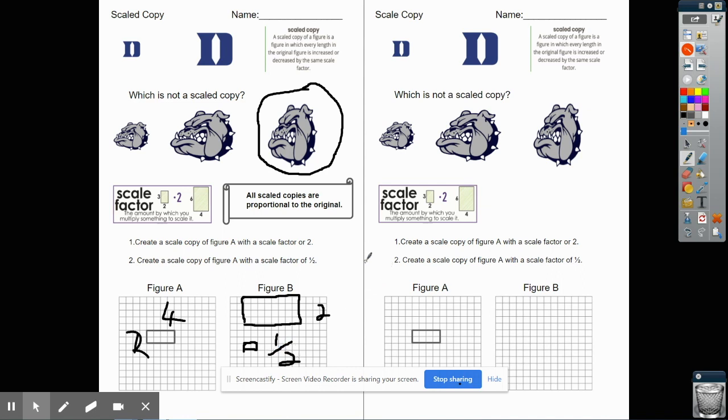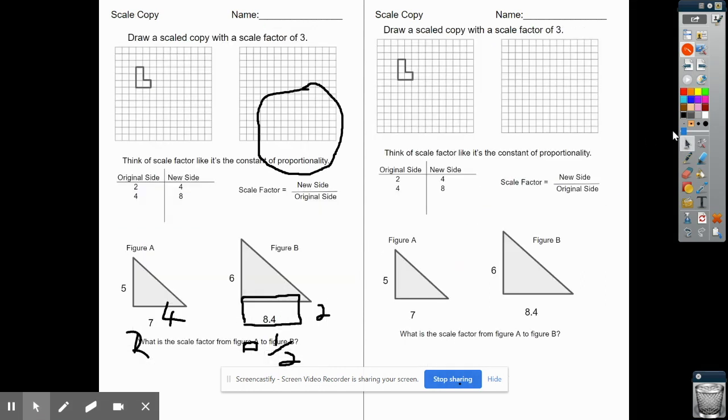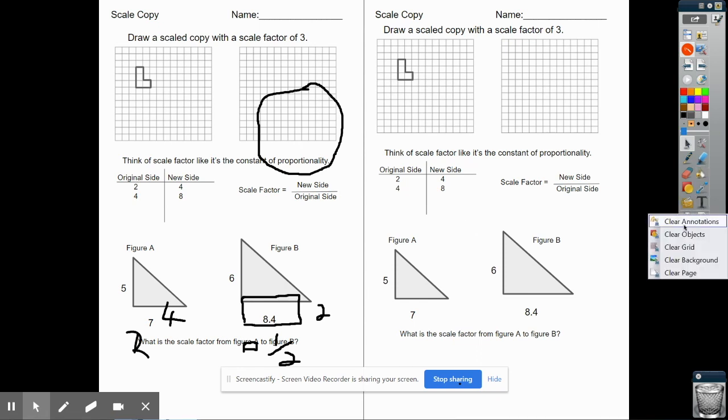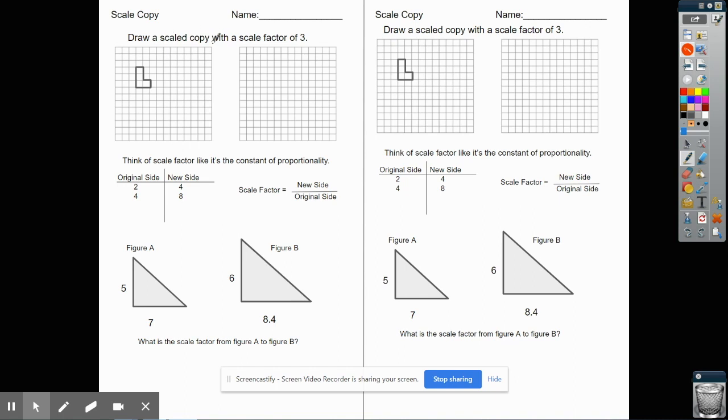All right, not too bad with the mouse. Okay, so going to the next slide, I'm going to erase this. Now we're going to draw a scale copy with a scale factor of 3. I want you to go ahead and practice that right now. Pause the video and practice drawing it, and then we'll see how we did.